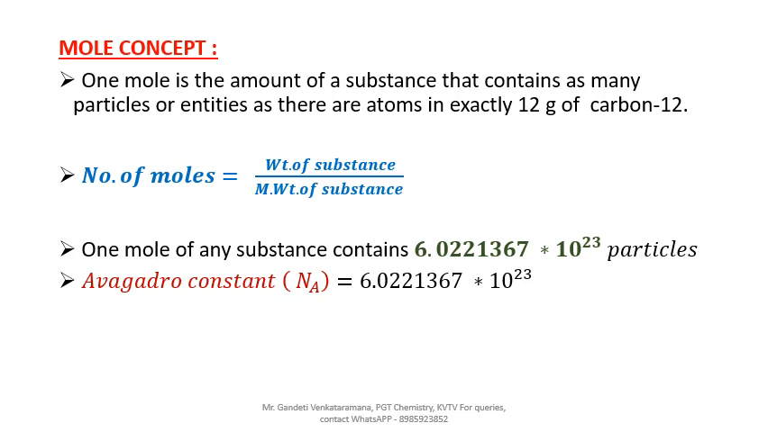What is the other name of this number? Avogadro constant, represented by Na equal to 6.022 into 10 power 23. This is a very important number. That number is known as Avogadro number.